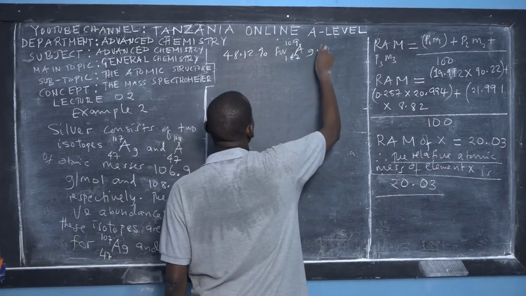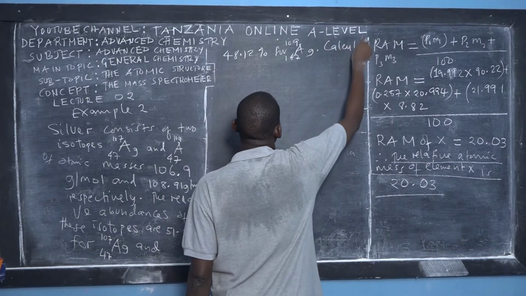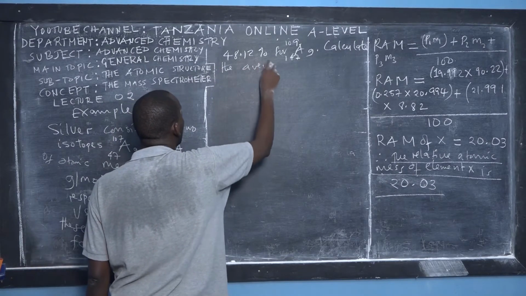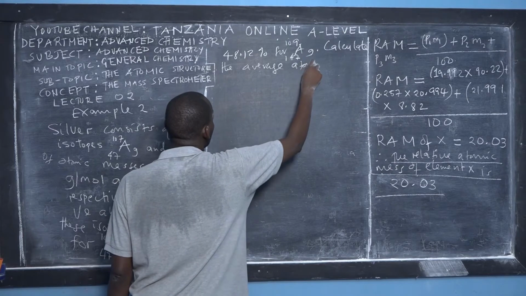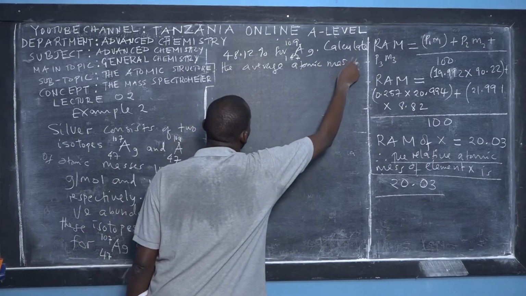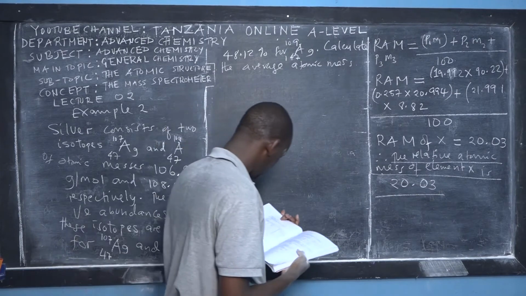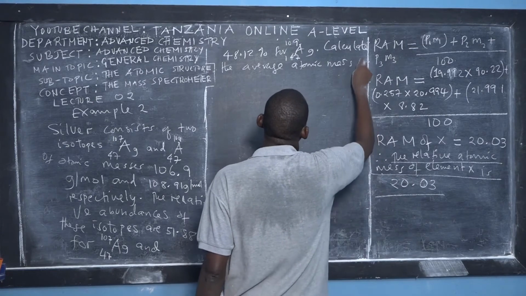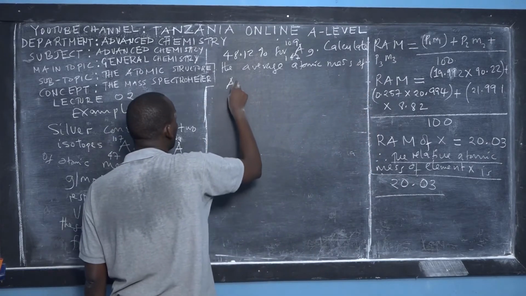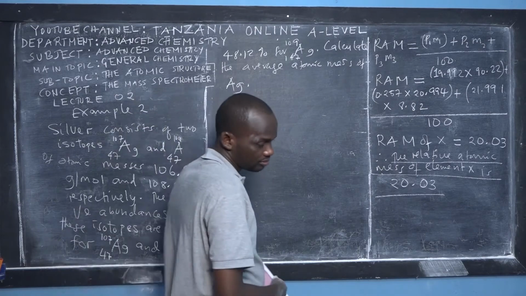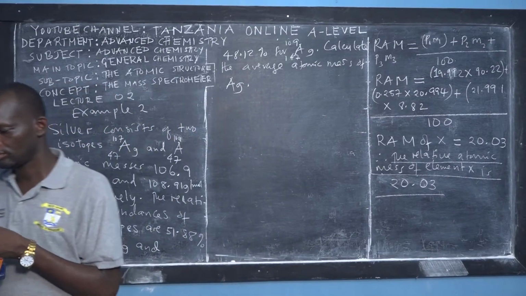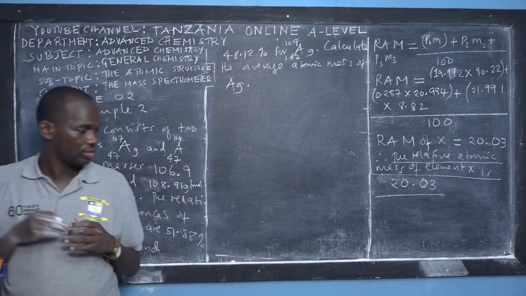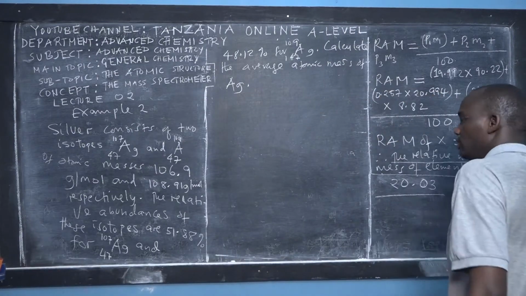So the question asks you to calculate the average atomic mass. But the question says to find the relative atomic mass of the silver element. So let us read the question clearly and then we are going to solve it.